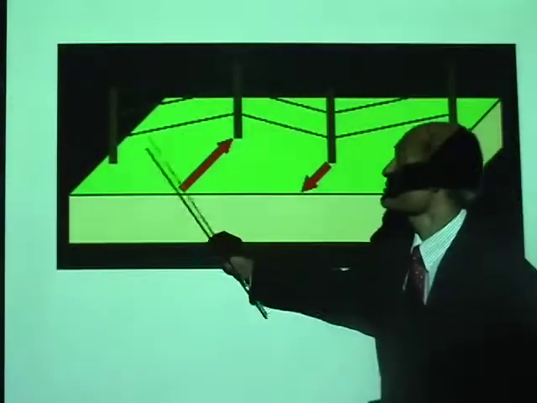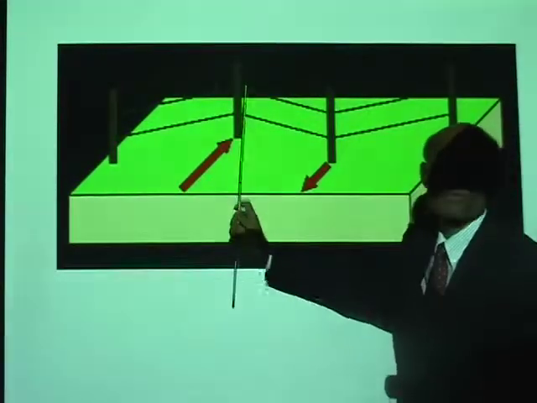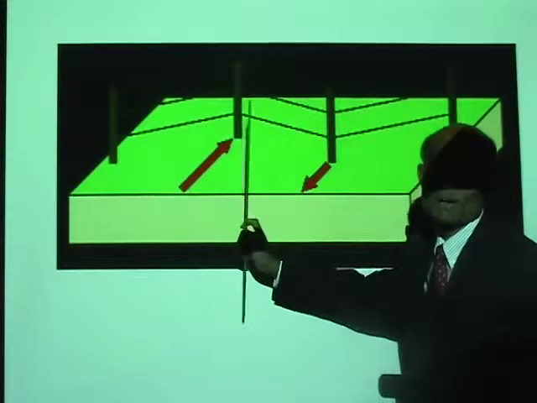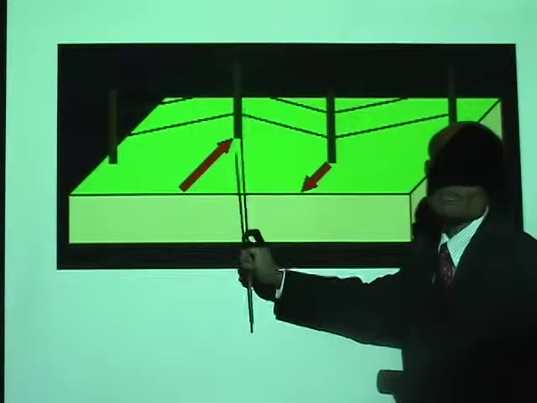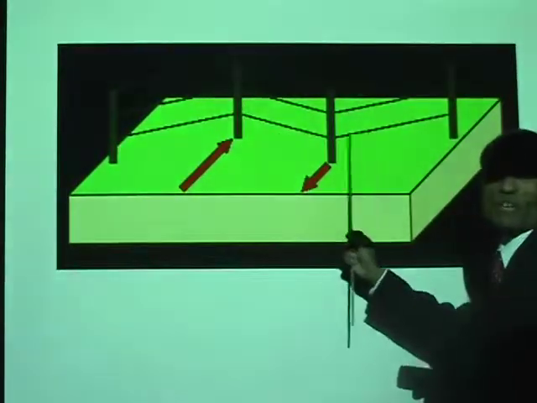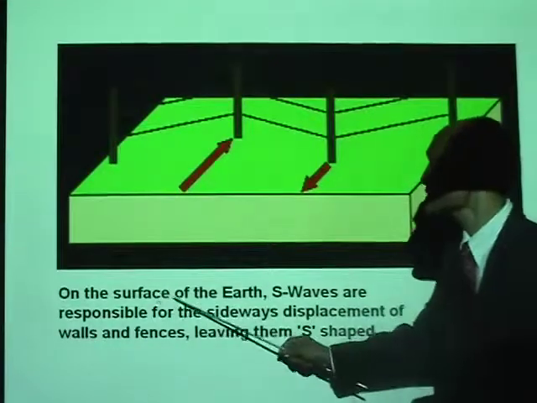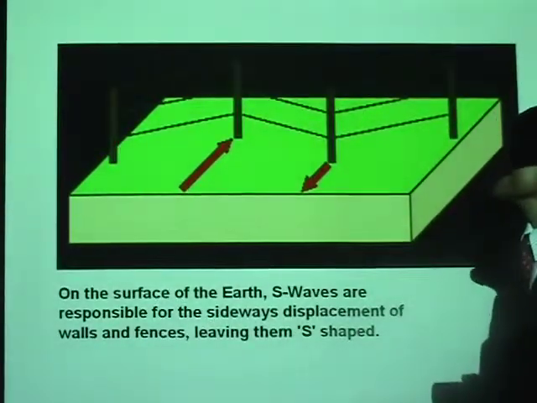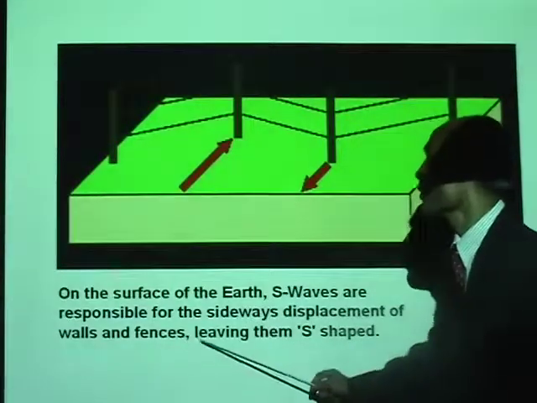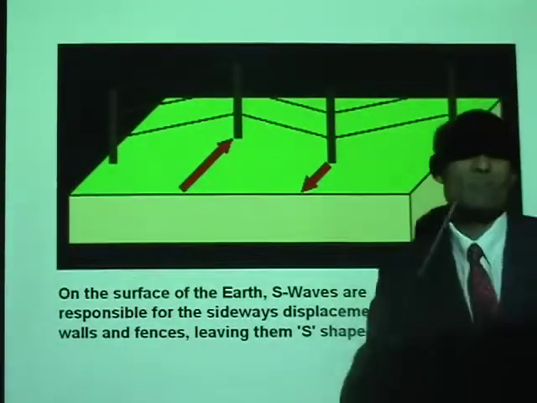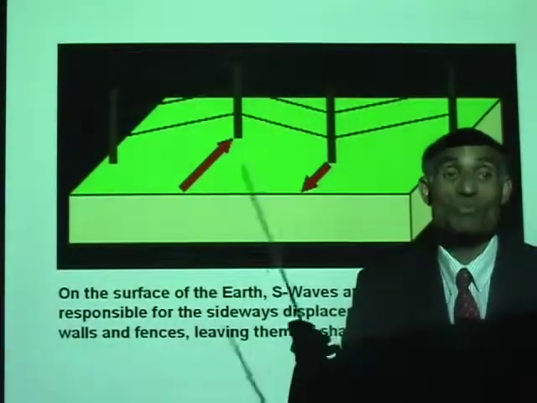Well, this is the illustration of that. I think you can understand. The poles are now vibrating back and forth this way, transverse, in a right angle direction, and the wave is going that way. That is an S wave. On the surface of the earth, S waves are responsible for the sideways displacement of walls and fences, leaving them S-shaped, and that's why the wave is called an S wave.